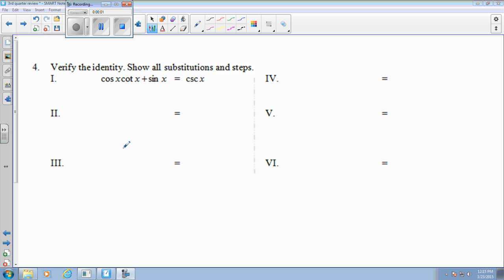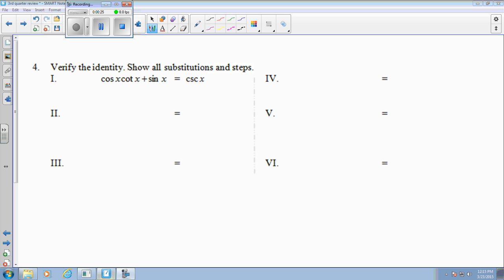Here we are on page 2 of the third quarter review. Let's start at question number 4. Looks like we're going to verify some identities. If you remember from this section, we have a little bit higher standard for our substitutions on this section and showing our work. So let's see if I can do these showing all the work that I'm supposed to.